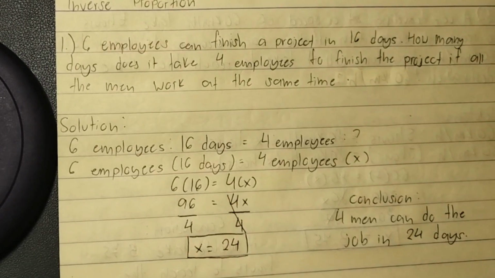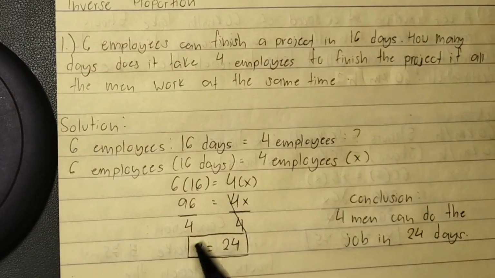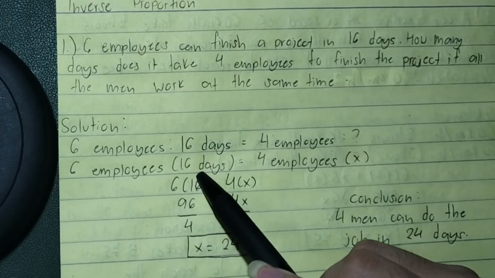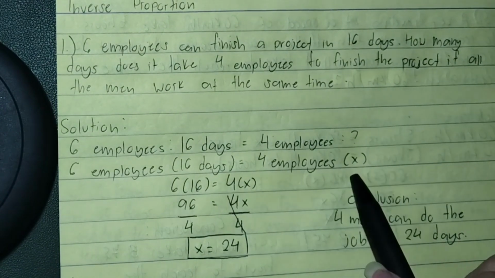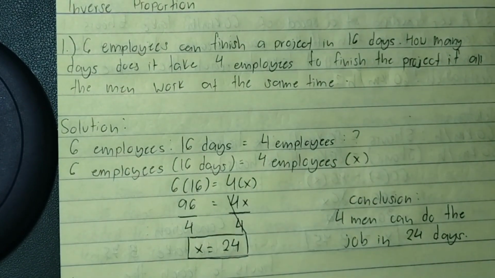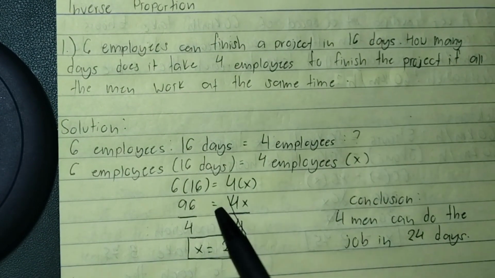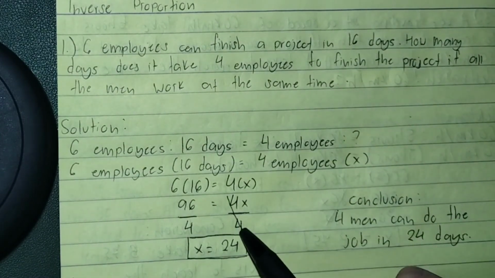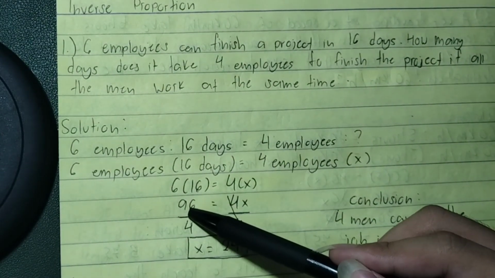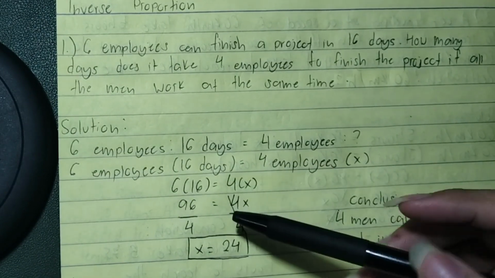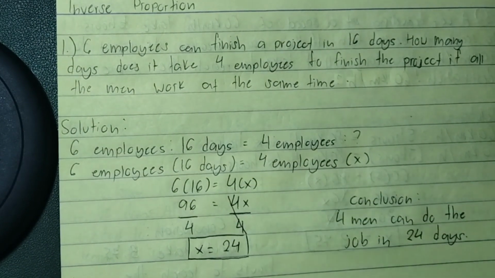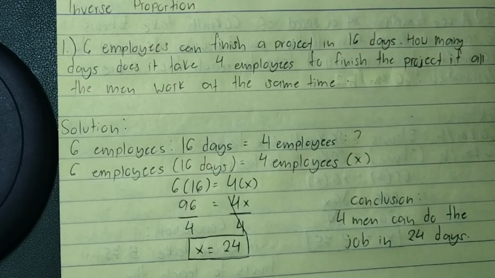Now solve for x. Multiply both sides of the equation. So 6 times 16 would give us 96, and 4 times x would give us 4x. And then divide both sides by 4 to isolate x. That would leave us with 96 over 4, and the final answer being x equals 24. In conclusion, 4 men can do the job in 24 days.